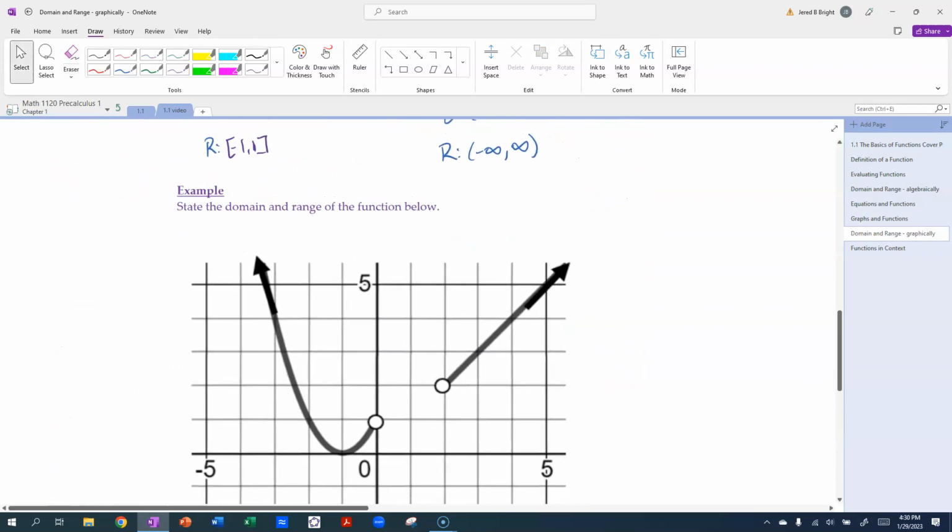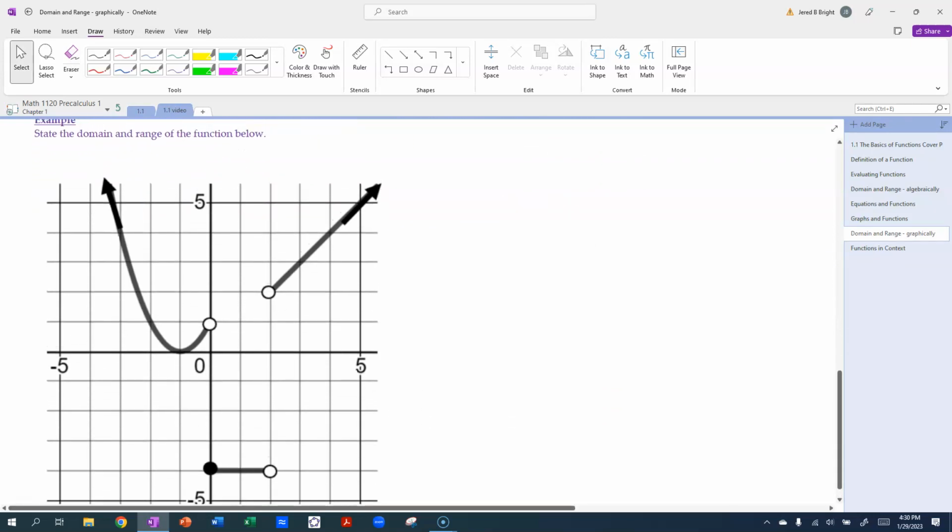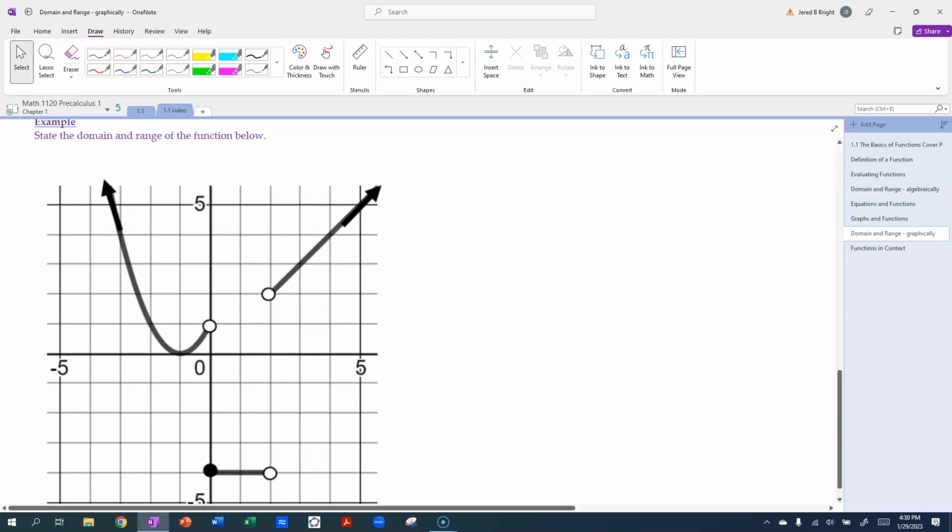Last one, and these are sort of my favorites to work with. So we want to identify the domain and range for the function below. This is a piecewise function, a little bit difficult to work with sometimes, but the domain and range here are going to be very interesting.